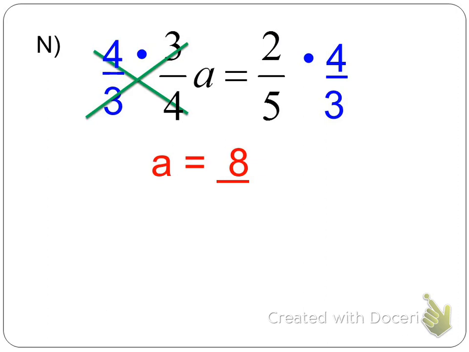Equals 2 times 4 gives me 8. 5 times 3 gives me 15. There's no common factors of 8 and 15, so I am done. Questions?